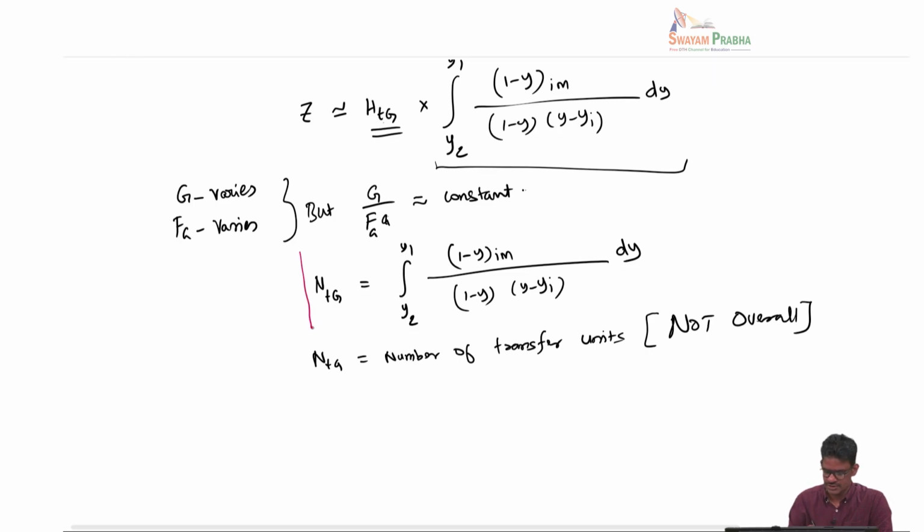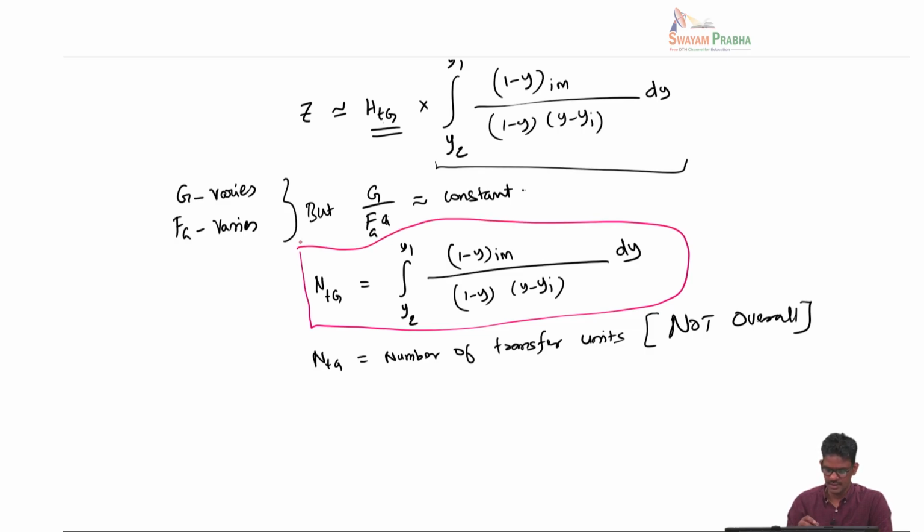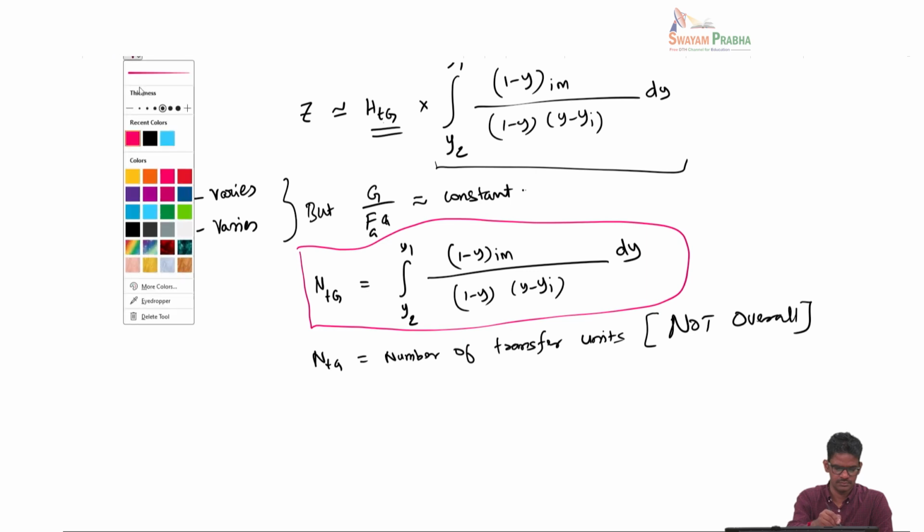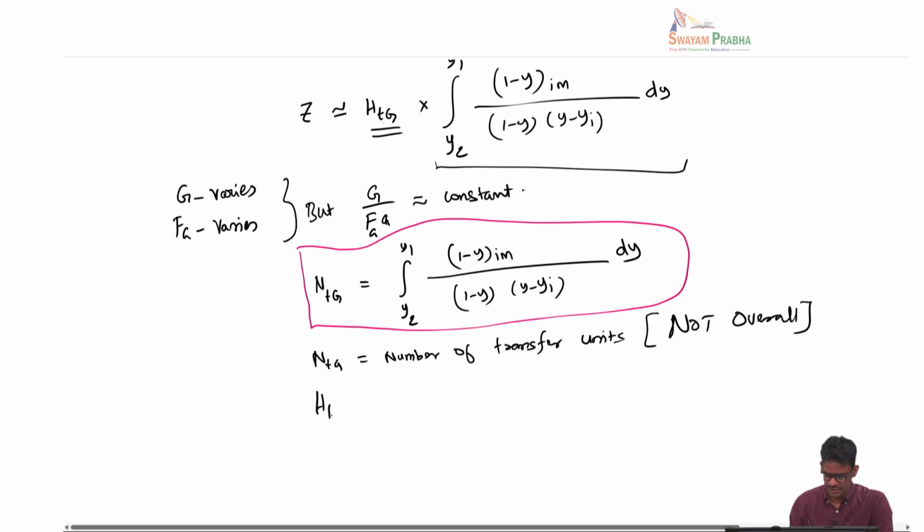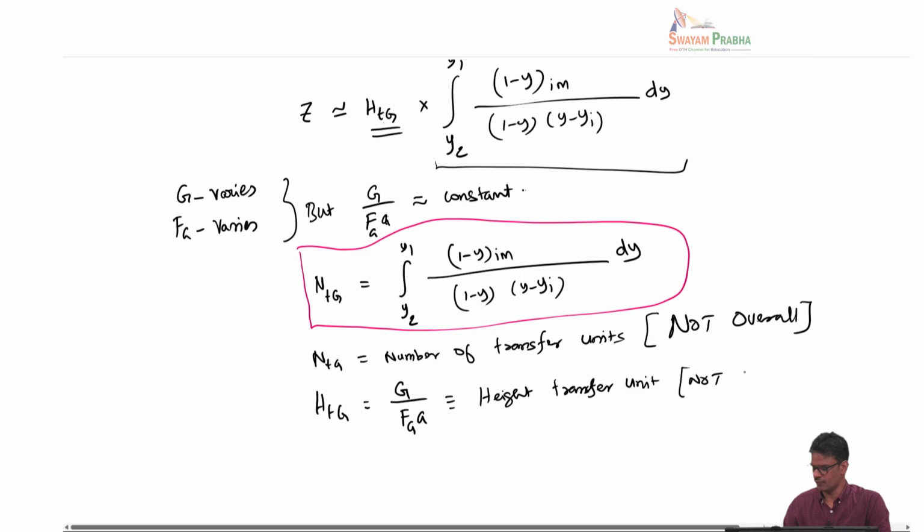So we will box this. This is the definition of NTG, and HTG is the ratio of G by FGa. This is a height transfer unit. This is also not overall, it is local.